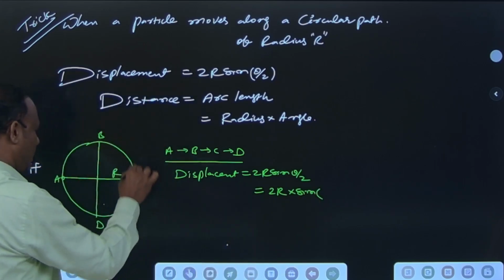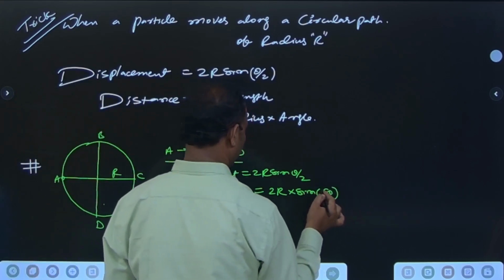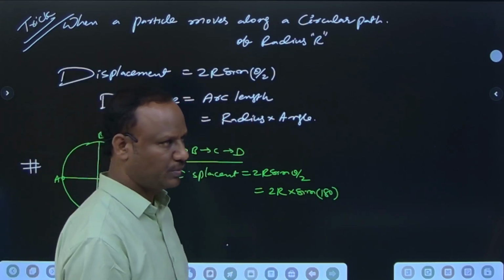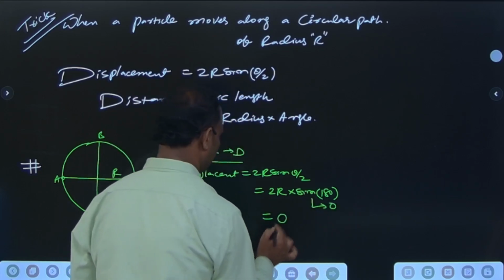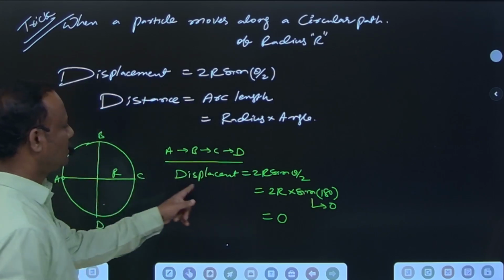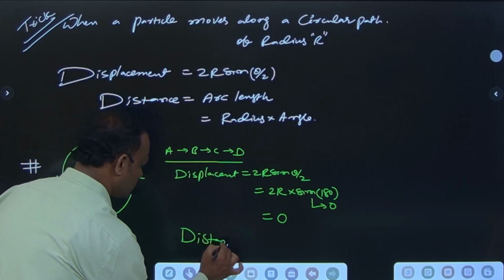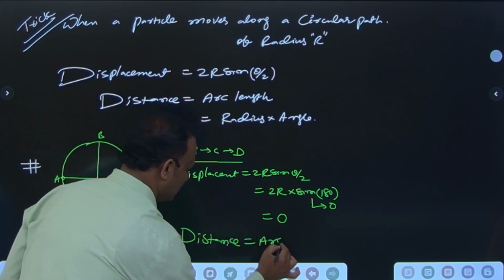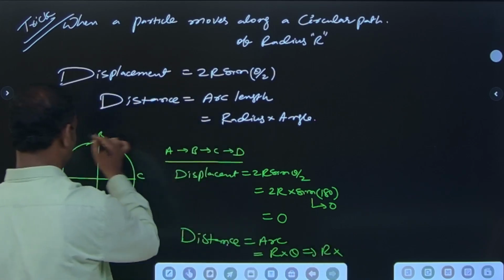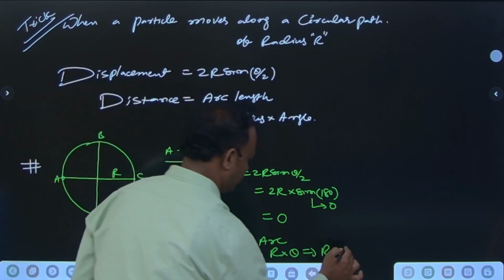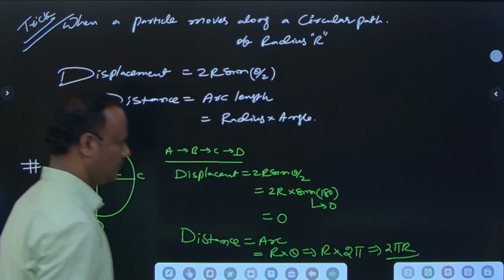What is θ? Total angle 360. 360 by 2 is 180. sin π, sin 2π, 3π, 4π, all values will be 0. So something into 0 is 0. Earlier we also got displacement 0. What is the distance? Arc length, radius into angle. Radius r, angle for one complete revolution is 2π radian. The answer is 2πr.